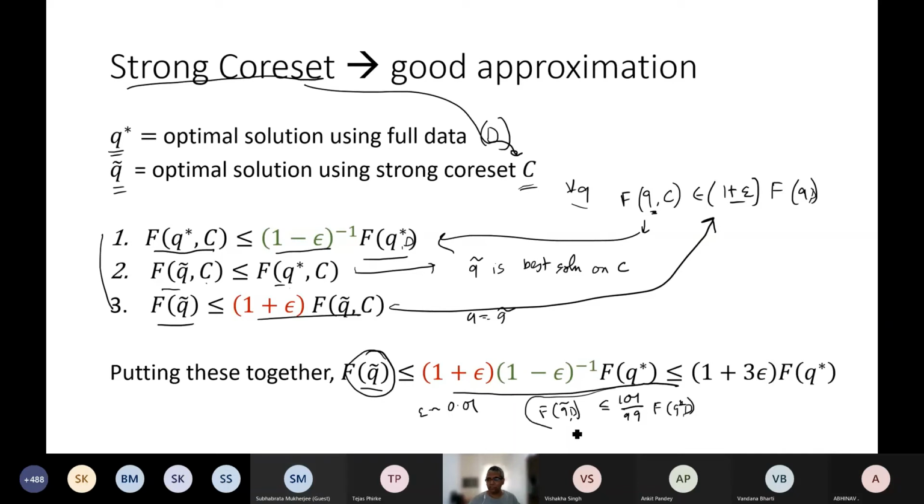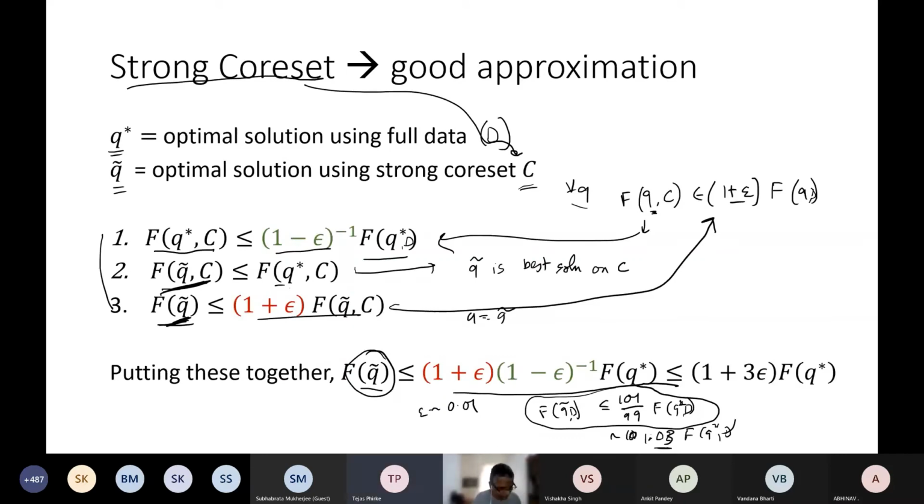See, what is this? This is very interesting. I mean, 101 by 99 is very close to 1, right? Possibly like 1.02 or 1.03 of f of q star on D, right? Which means that while I don't have the optimal, this q tilde was obtained only by optimizing on the C. And while I don't have the optimal, I have something within 2% of the optimal, because I chose epsilon equal to 0.01, within 2% or 3%. I don't know exactly, 101 by 99 might be equal to 1.03. Okay. So this is why we want this.